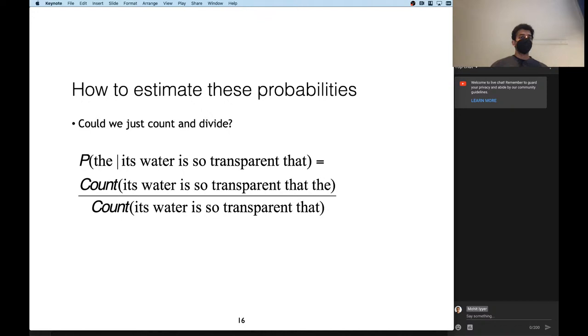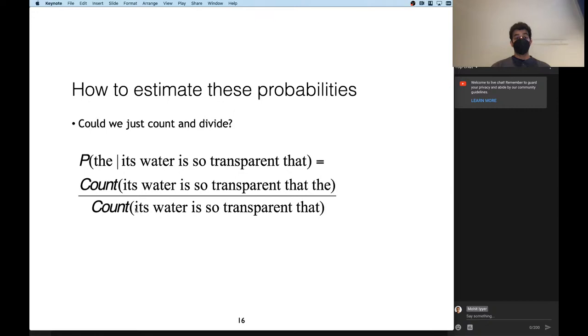Today we'll look at a simplification of this count and divide approach. "Its water is so transparent that" is very long, the prefix in the denominator. But what if instead of storing the count of this entire prefix, I just store the count for a part of this prefix? I can chop off some of the words that are most distant in this context, and just store the last word, or the last two words, or the last three words. Now it becomes much more manageable to count up all of the occurrences of this prefix. So in this case, I might just store the count of "transparent that," and ignore the rest.